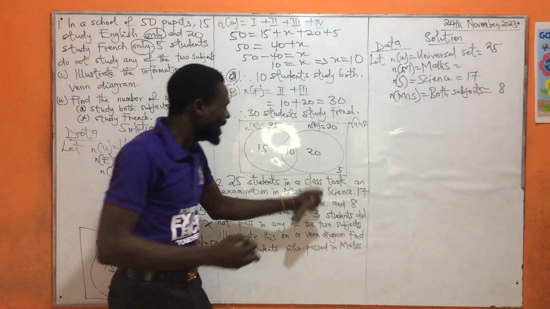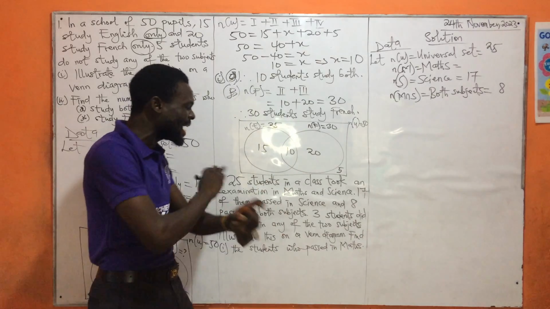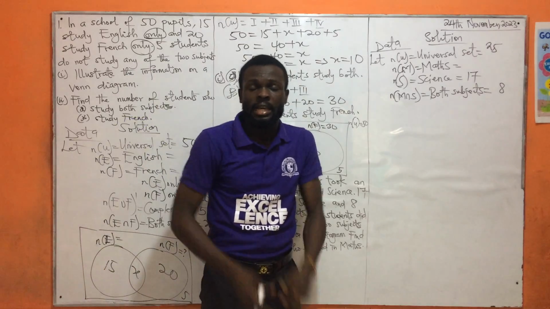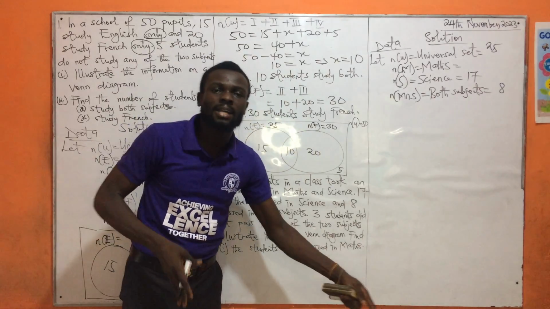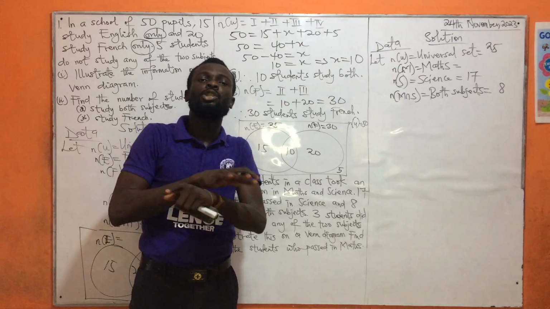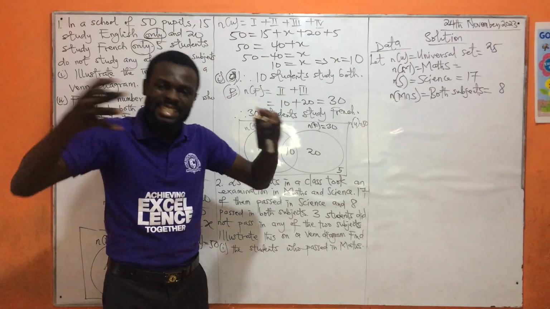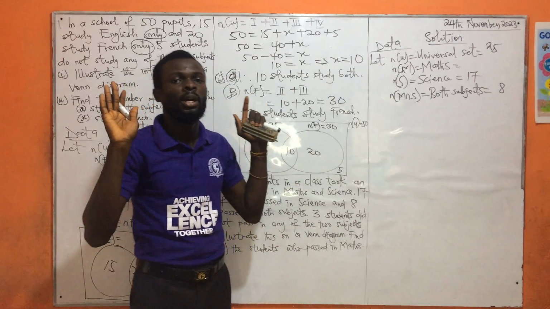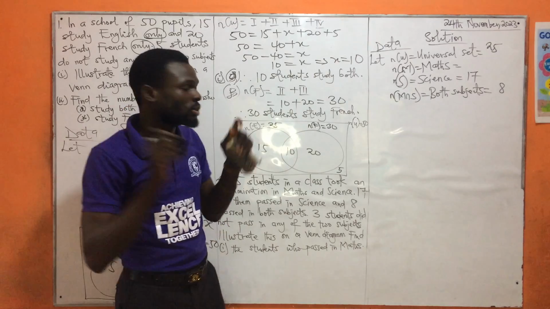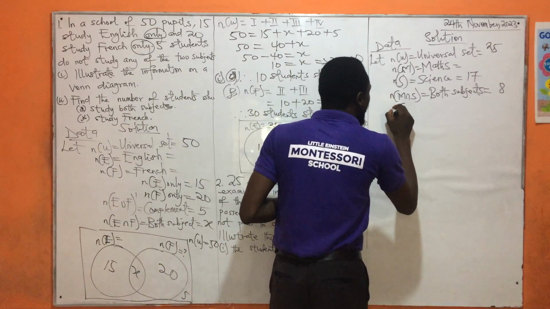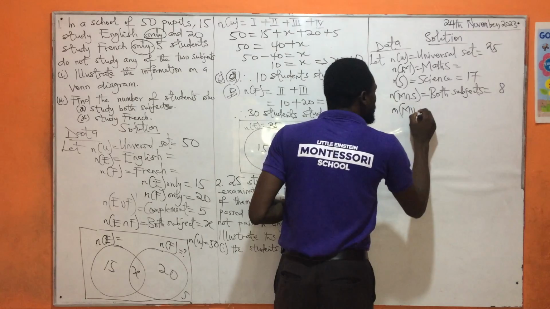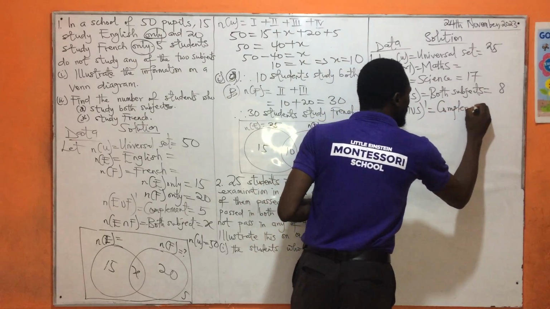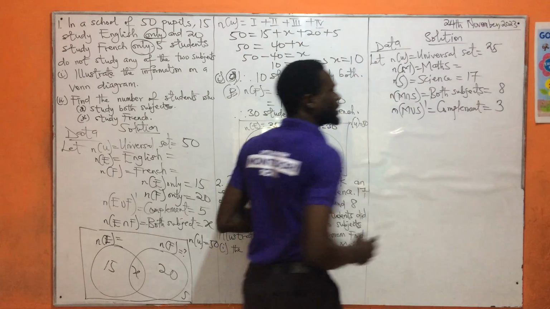Then when you continue, 3 students did not pass any of the 2 subjects. That becomes your complement. They are in a class. The examination took place. Some passed, some didn't pass. So those that did not pass become the complement. They are in the universal set, but belong to none of the 2 topics they are talking about. So I'm going to say the number M union S prime, that is your complement. And from the question, they are 3.